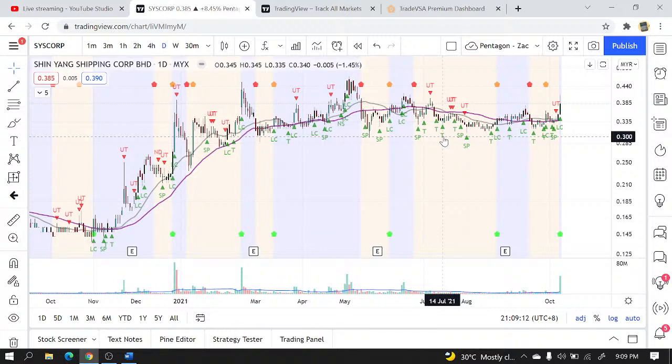Now usually, if the counter comes with UT, I will monitor for a while. I don't want to trade immediately after the UT, even after like 10 to 5 days. Usually I will wait for at least one strength bar, which is the up bar with high volume.